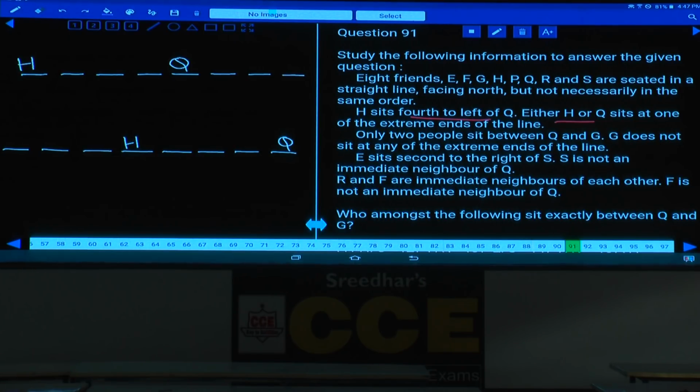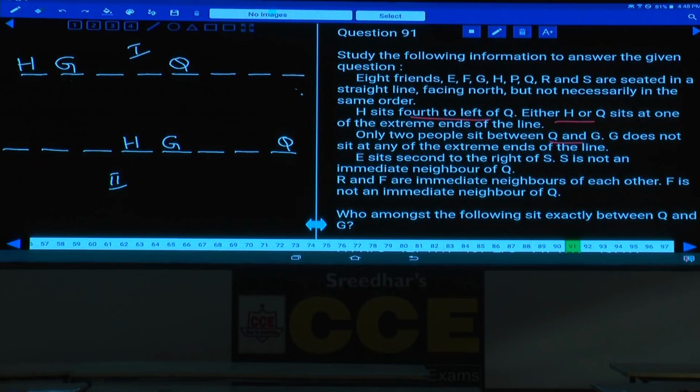And only two people between Q and G. G will be here. Now in the second case, G must be at this place. This is the second possibility and this is the first possibility. Only two people between Q and G, and G does not sit at any of the extreme ends. G cannot be here. As G cannot be at this place, hence G must be at this place only.